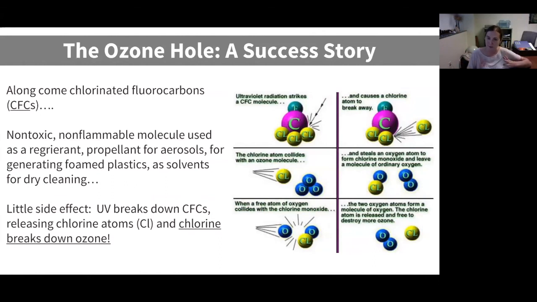It was a lesser known side effect until scientists actually started going out and measuring some of these things. Unfortunately, when chlorinated fluorocarbons are released into the atmosphere, they can make it up into the highest parts of the atmosphere, where they break down into chlorine atoms that attack ozone molecules and split them up. We end up with oxygen and a chlorine monoxide molecule, and so they're destroying ozone levels.